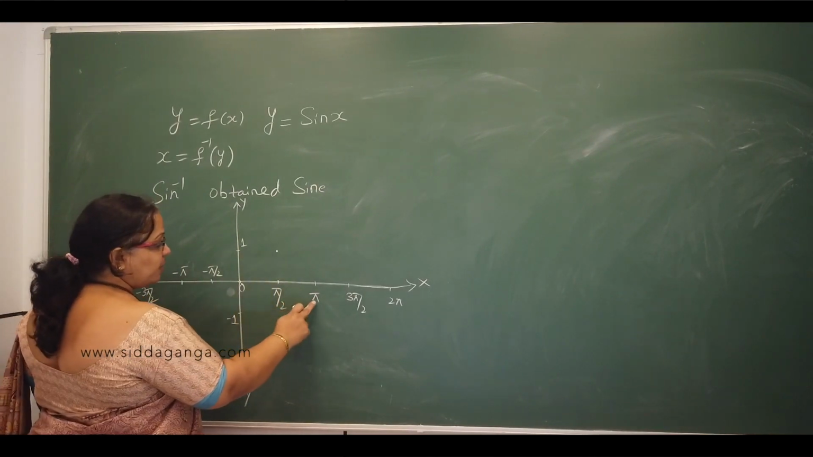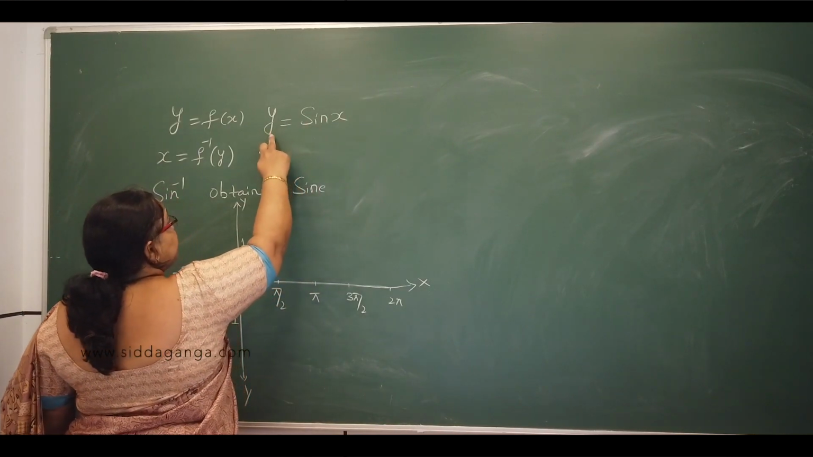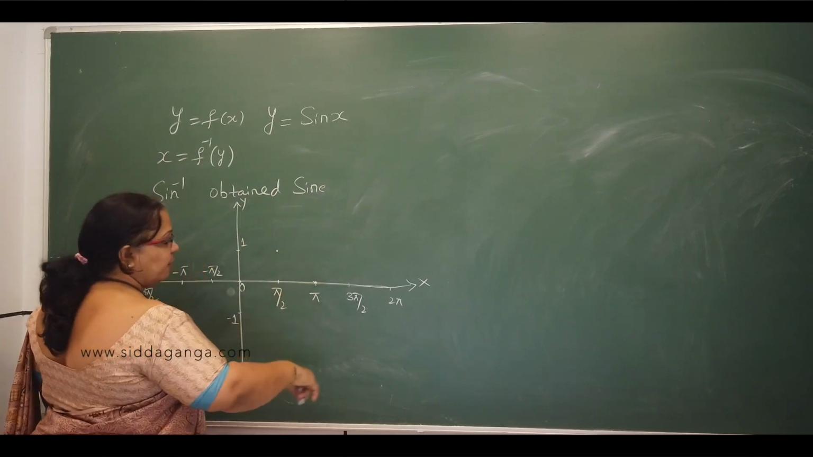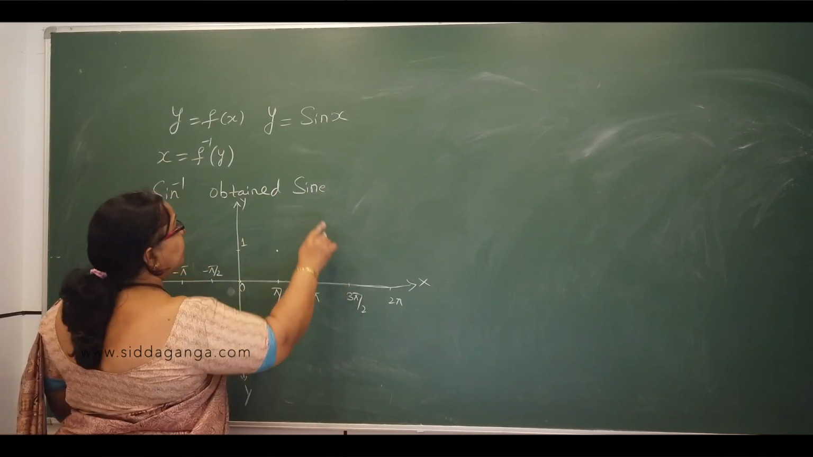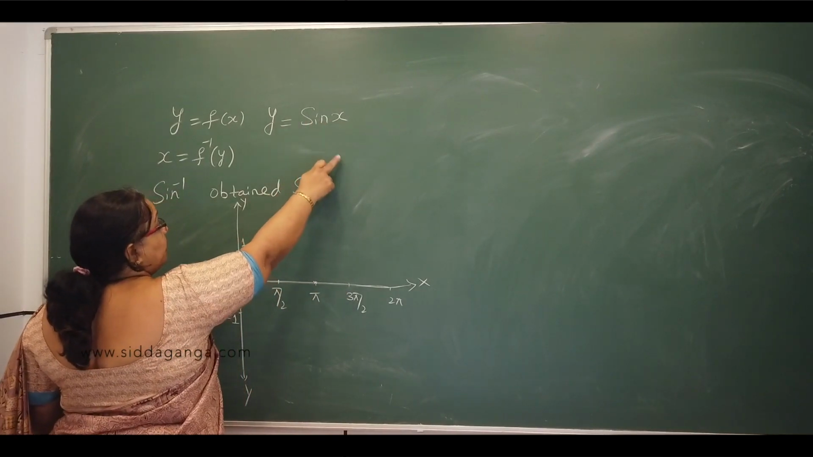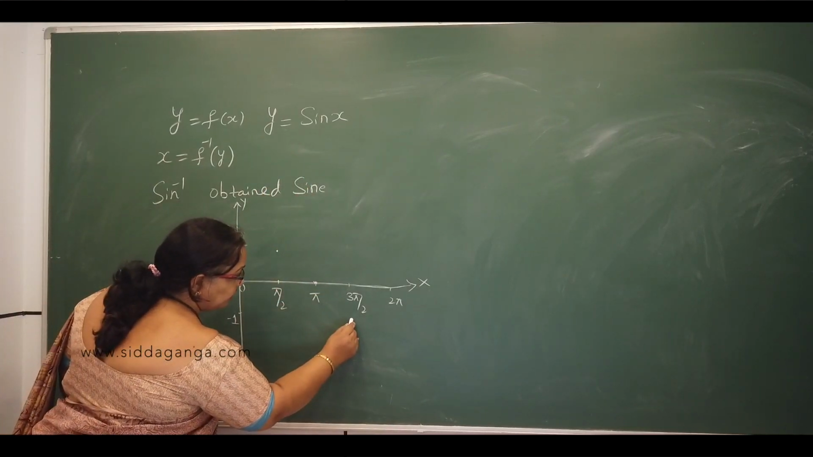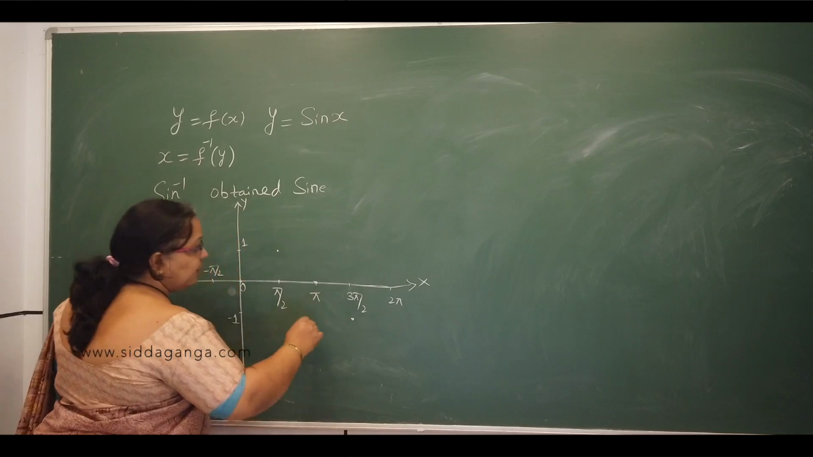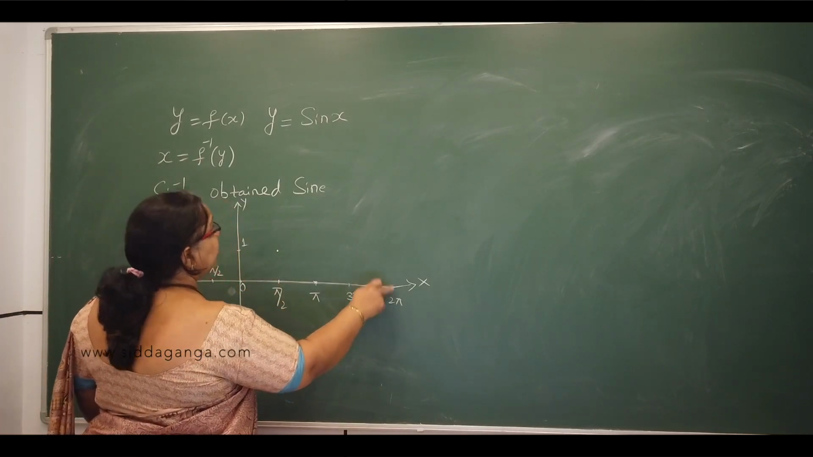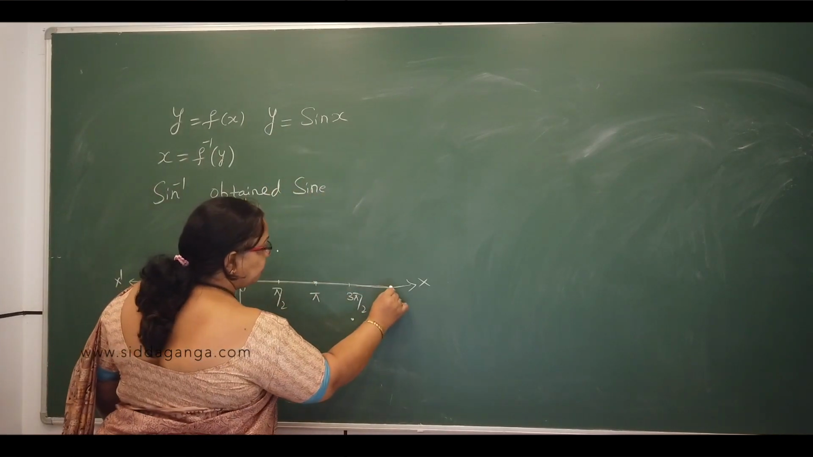When x equal to 180 degree, we know that sin 180 degree is 0, which means that the value of y is 0. It lies here. When x equal to 270 degree, we know that sin 270 degree is -1. Therefore, the value of y is -1. That means it lies here. When x equal to 360 degree, again, sin 360 degree value is 0. That means y value is 0.